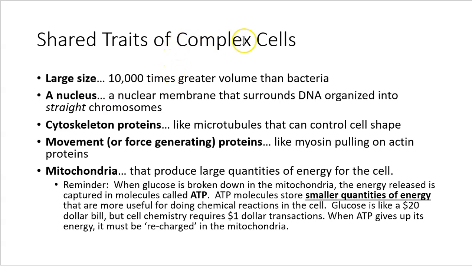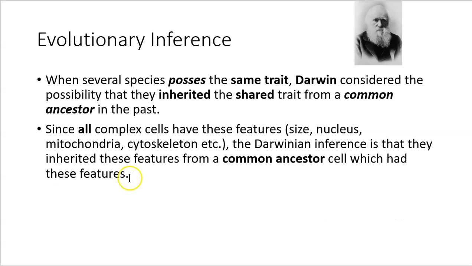Now, the fact that all complex cells have all of these features suggests a Darwinian inference. So when several species possess the same trait, Darwin considered the possibility that they inherited the shared trait from a common ancestor in the past. Well, since all complex cells have these features, size, nucleus, mitochondria, cytoskeleton, etc., the Darwinian inference is that they inherited these features from a common ancestor cell which had these features. And in future lessons, we'll try to figure out how that ancestor cell came to be from its bacteria ancestors.